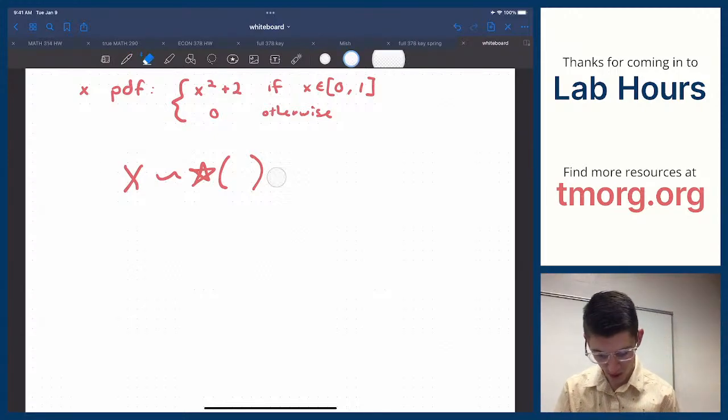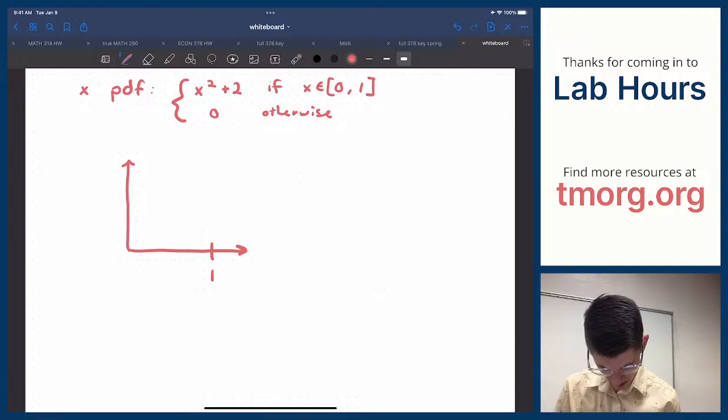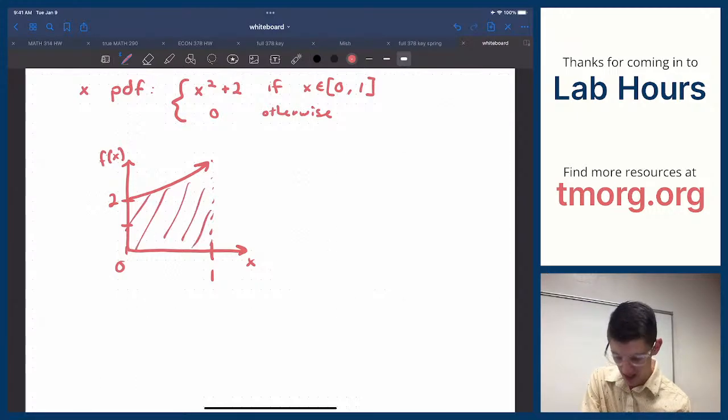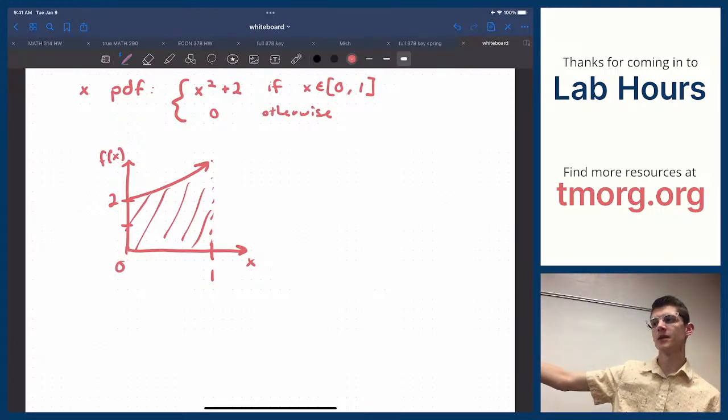In fact, if I graphed this probability distribution function, it would look kind of like this, from 0 to 1. So here's 1, here's 0, here's X, here's f of X, the probability density function. It would start at 2, and it would go up, and then it would stop. And so 100% of the probability of X is underneath this graph.